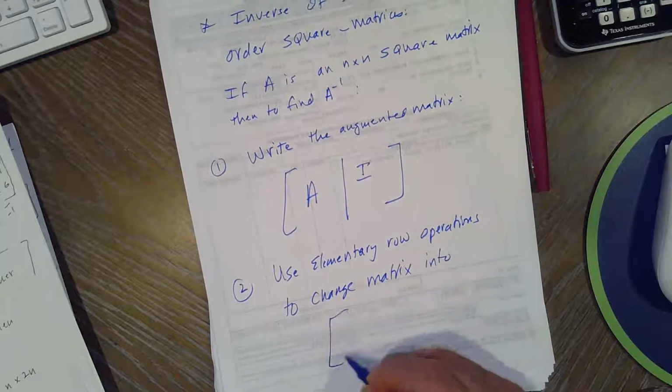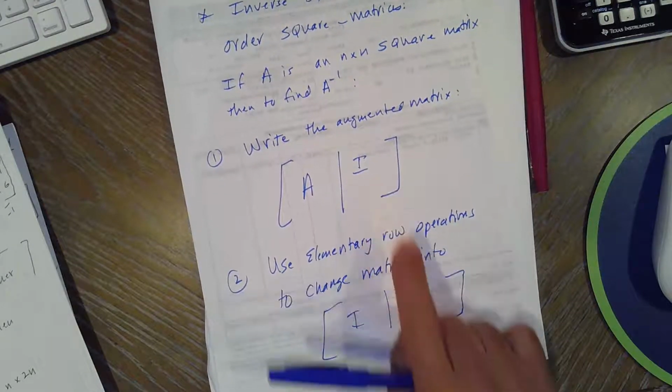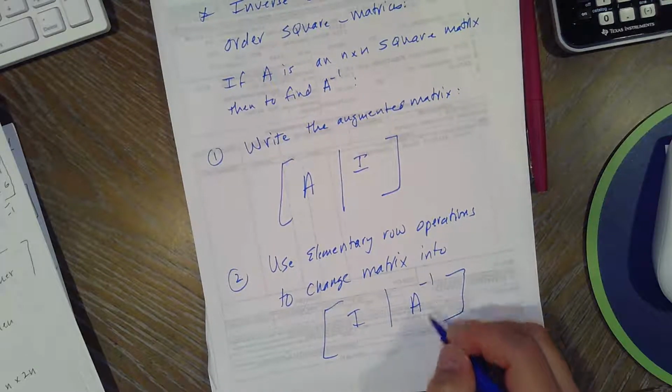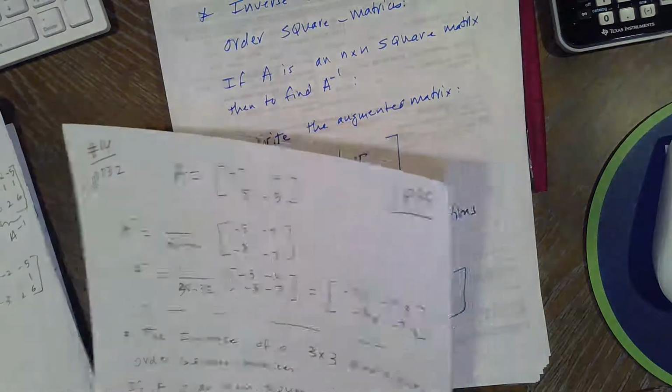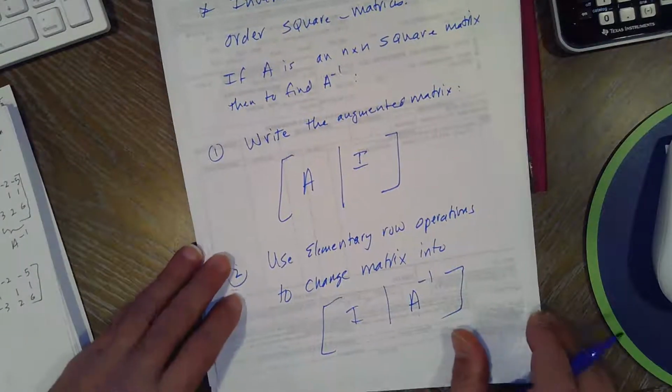Into, you want somehow to have the identity on the left. You started with the identity on the right, you want the identity on the left, and whatever is left on the right side is going to be the inverse of the matrix. Okay, it's a long process, but it's doable.